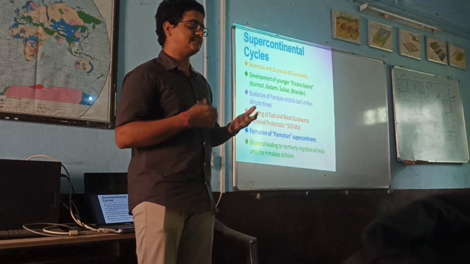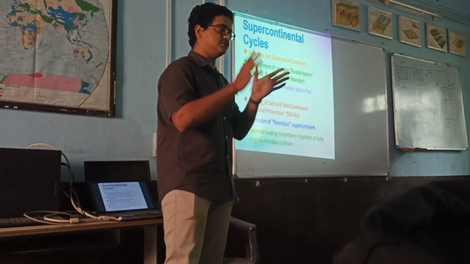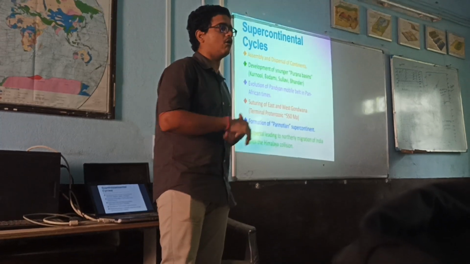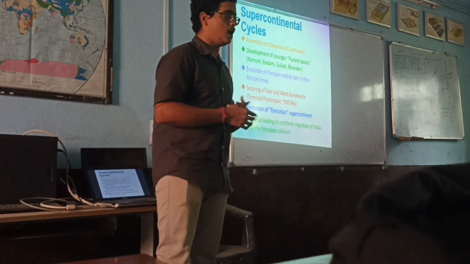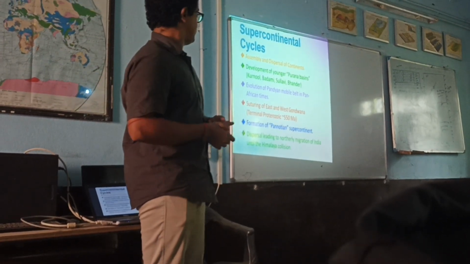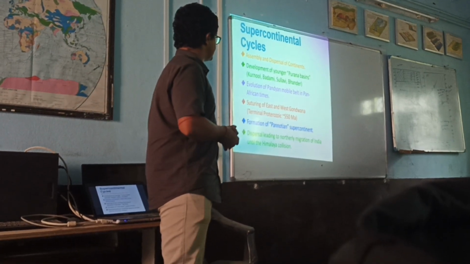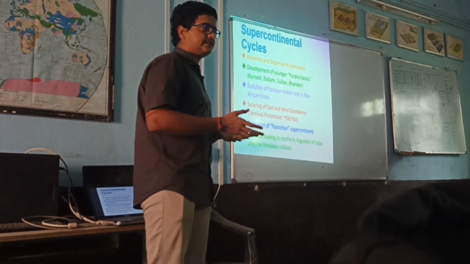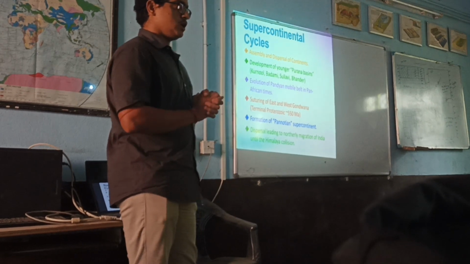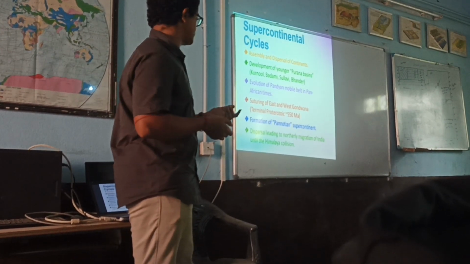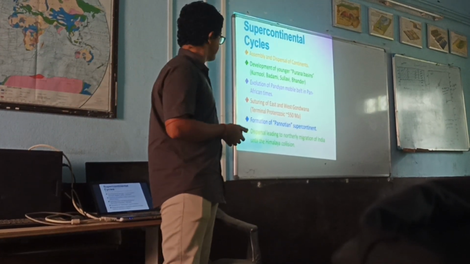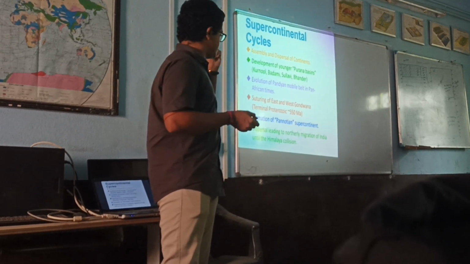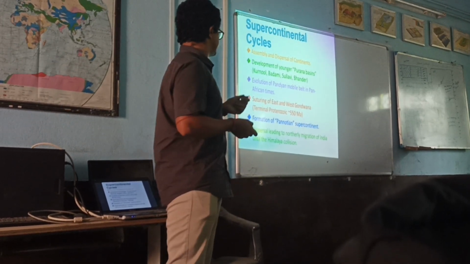Supercontinental cycles refer to the cycle of merging and dispersion of continents which has occurred over the geological history of the Earth. It refers to the assembly and dispersal of continents, and there were many supercontinental cycles. Among them, there was one cycle which led to the formation of the supercontinent Pannotia. It started with the following sequences.